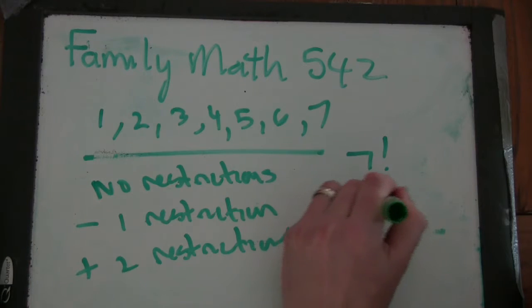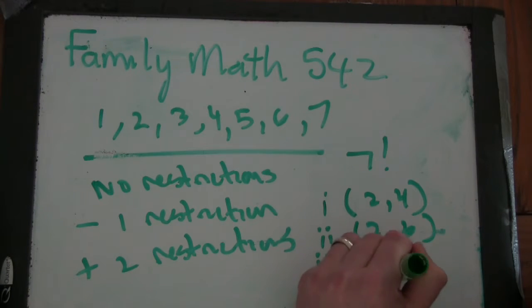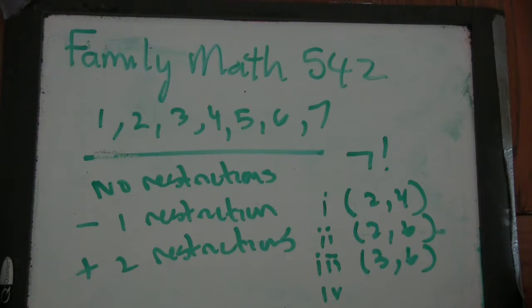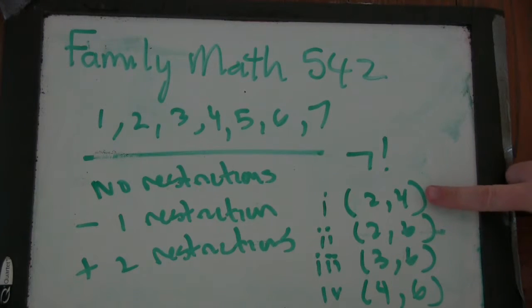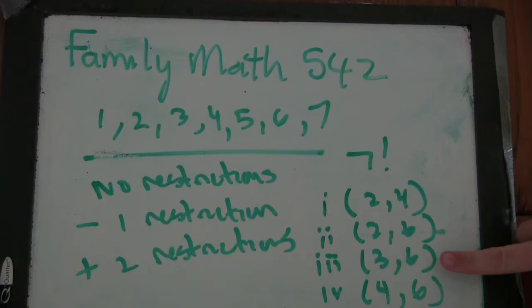So we can't have 2 and 4. You also can't have 2 and 6. Can't have 3 and 6. You can't have 4 and 6. And that's all of them. The common divisor here is 2, here is 3, here is 2. So these are our pairs that have common divisors. We can't have those pairs.